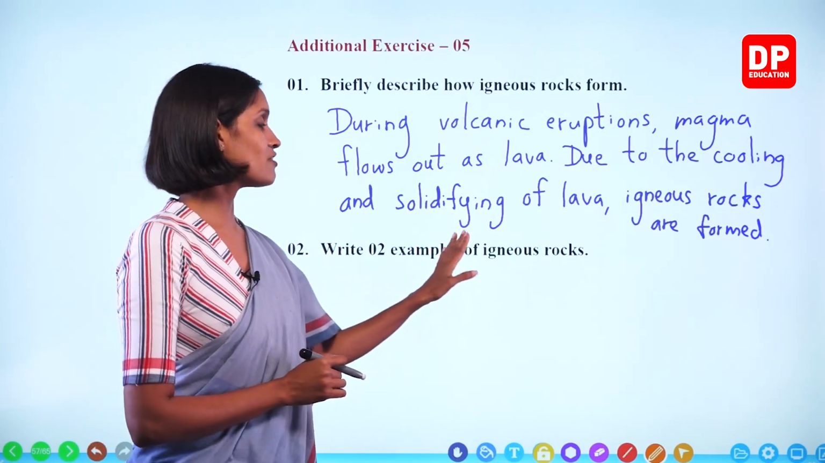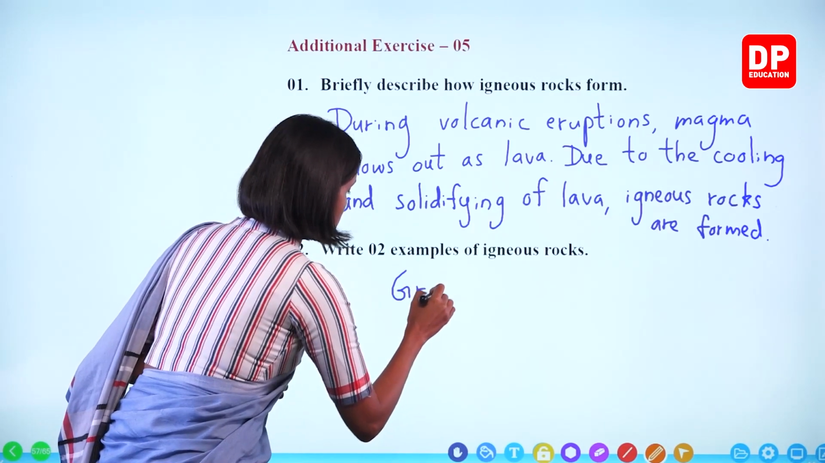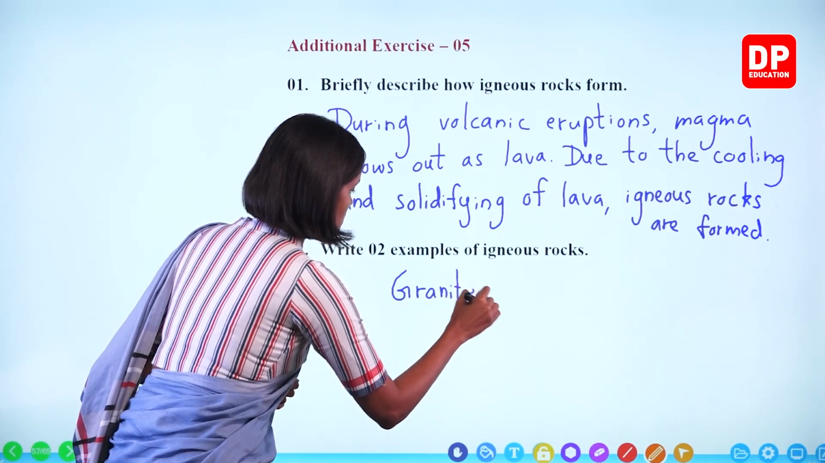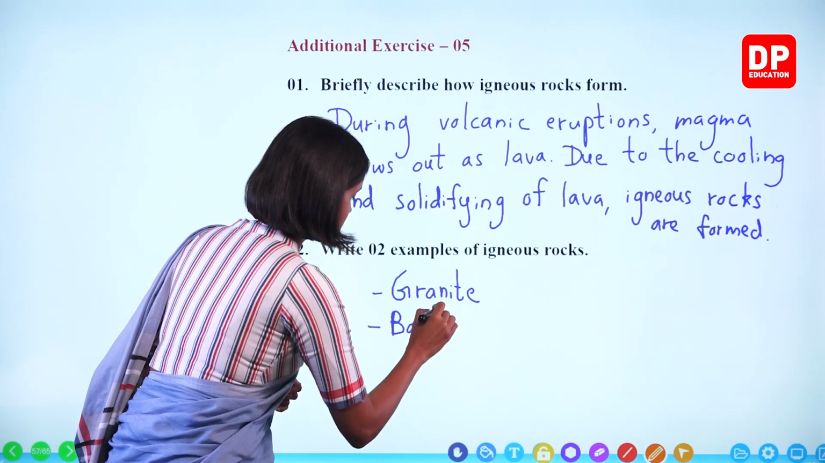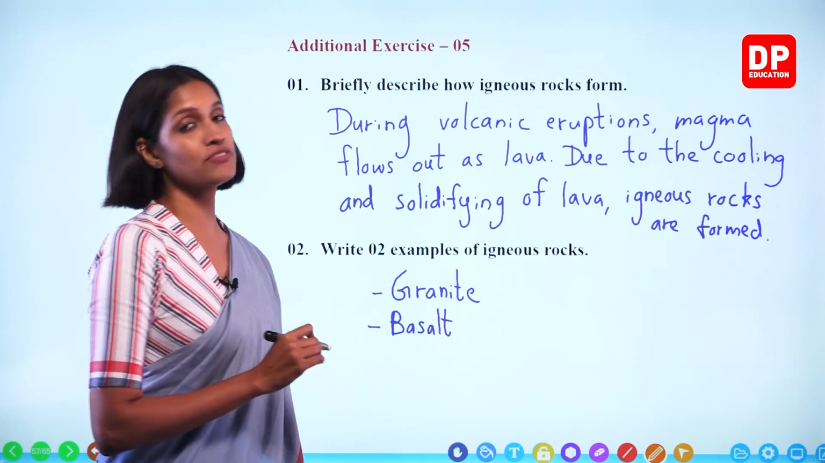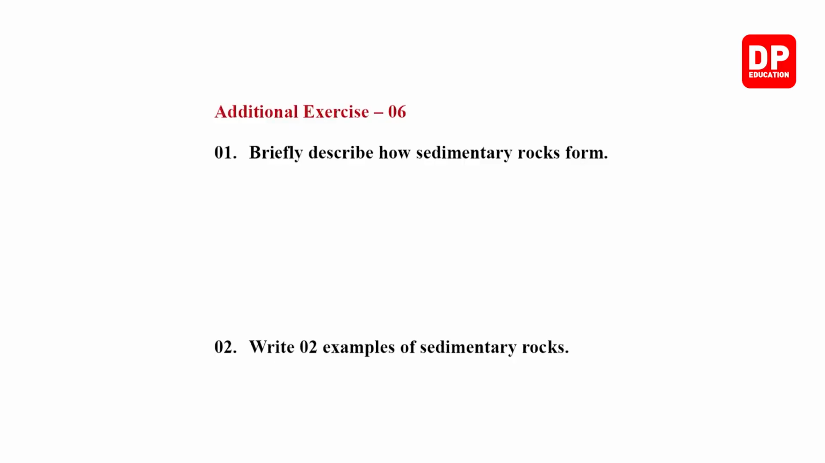Write two examples of igneous rocks. We know now. Granite, basalt are examples of igneous rocks, okay? Next one. Briefly describe how sedimentary rocks form.